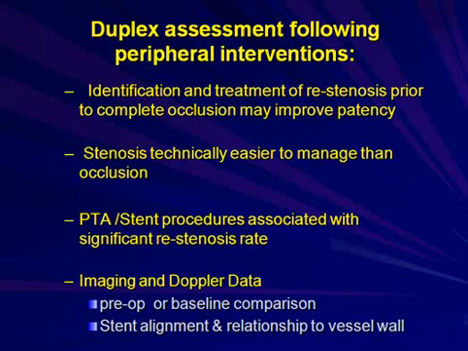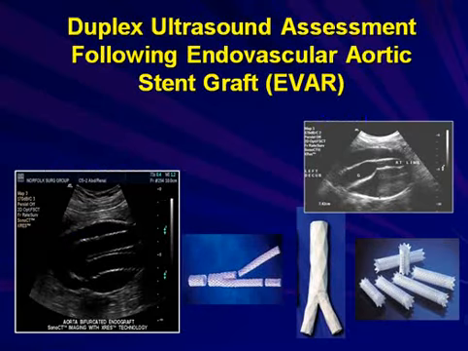So duplex assessment following peripheral interventions: we know that identification and treatment of these restenoses may improve long-term patency. It's technically easier to manage a stenosis than wait for it to occlude. And we know that there is a significant restenosis rate associated with PTA and stent. We're going to use our imaging and Doppler data. We're going to look at the pre-op or baseline comparison and really pay close attention to the stent alignment and relationship to the vessel walls.